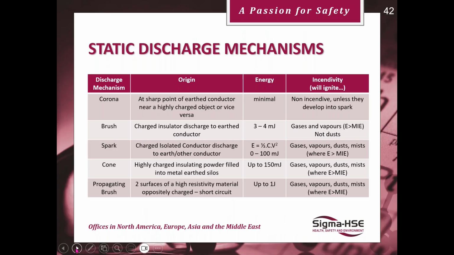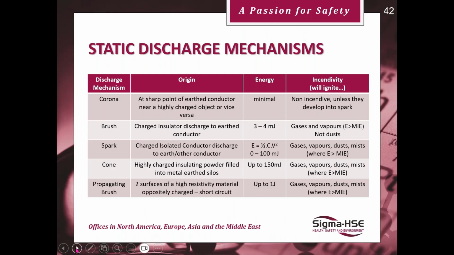Spark discharges. These come from charged isolated conductors such as people and go to earth or can go to another conductor. E equals half CV squared, and they can range from 0 to 100 millijoules. They can ignite gases, vapors, dust, and mists where the energy is greater than the MIE.